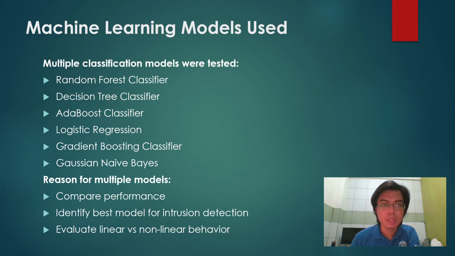For example, logistic regression is a linear model, while random forest and gradient boosting are nonlinear models that can capture more complex patterns in the data. By comparing all these models, we can determine which algorithm is most effective for cybersecurity intrusion detection systems.